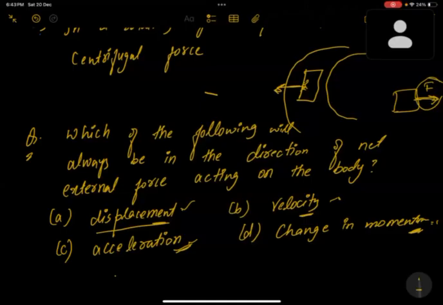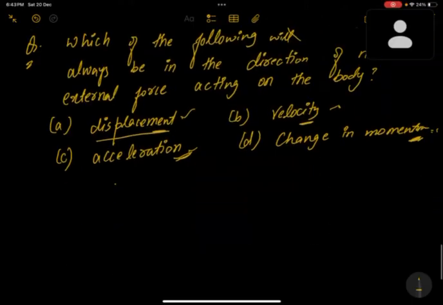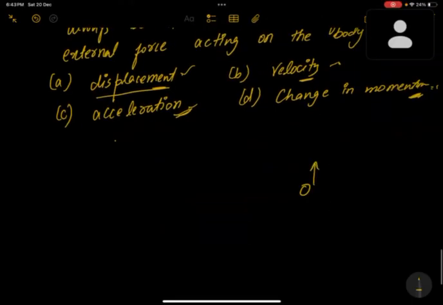When you throw a ball in the air, what are the forces acting on the ball while it is in the air? Gravity. Any other? External force, ma'am.